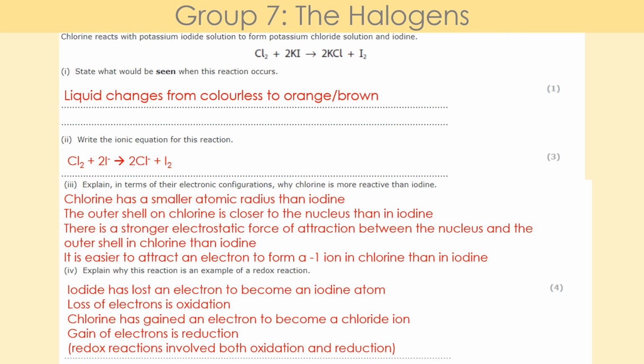Now with this part, I'll show you our marks. We would get 1 mark for saying what has lost an electron, 1 mark for saying the loss of electrons is oxidation, 1 for which one has gained, and 1 mark for the gain of electrons is reduction. This part here would be 1 mark only.